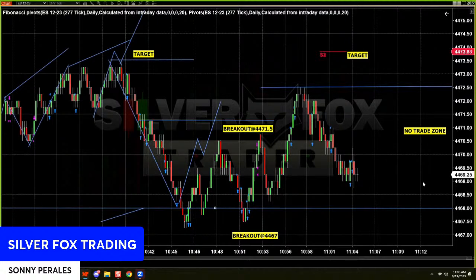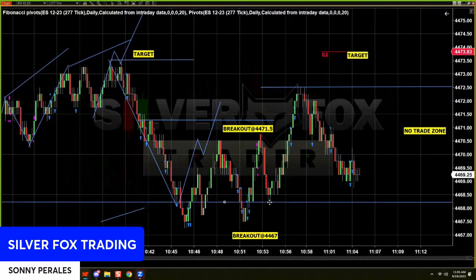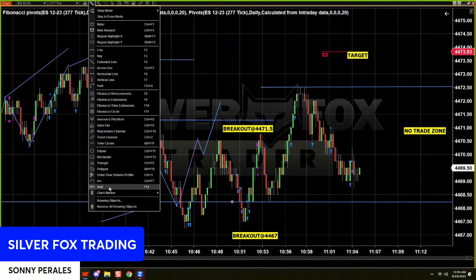It's struggling here. So support is 68.25. Let me move that up a little bit. 68.25, that's support. That's your resistance. So let's see what we got here.